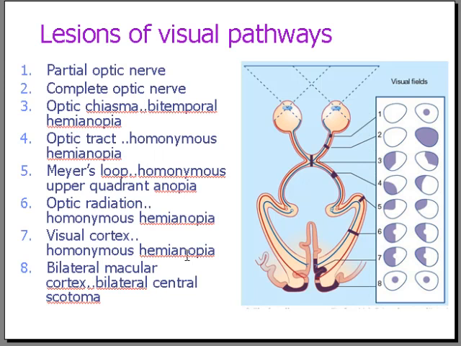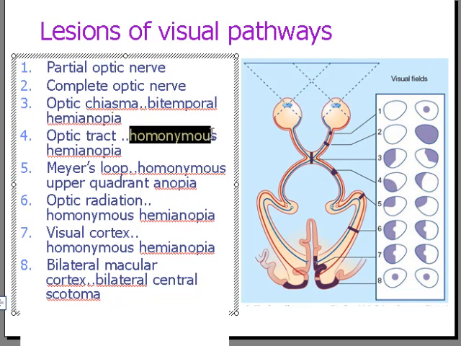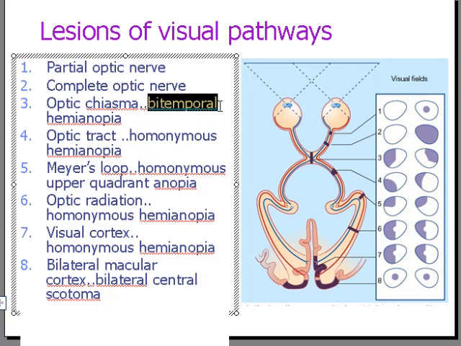And then in the lesions of the visual pathway, these terms you must know: hemianopia, which is loss of one half of the field of vision. Homonymous is when the same half, that is the right or the left half, is gone. And heteronymous is when one side is right, one side is left. For example, the bitemporal is also referred to as heteronymous hemianopia.